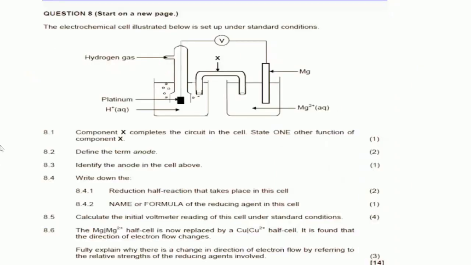Then 8.6 says the Mg2+ half cell is now replaced by the Cu2+ half cell. So that means the magnesium electrode is now replaced by the copper electrode. It is found that the direction of electron flow changes, right? Then what are they saying here? Fully explain why there's a change in direction of electron flow by referring to the relative strengths of the reducing agents involved. So we want to see why there is a change in direction of electron flow when we replace the magnesium electrode with the copper electrode.